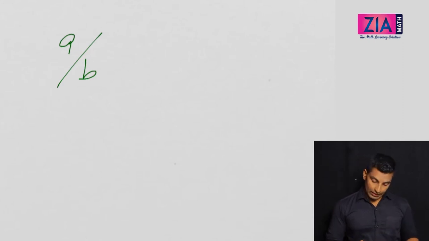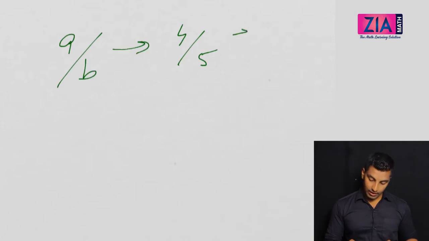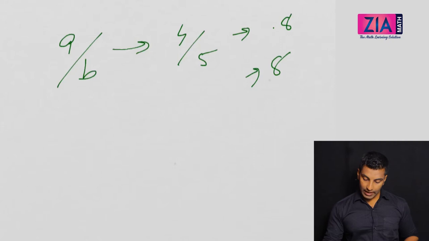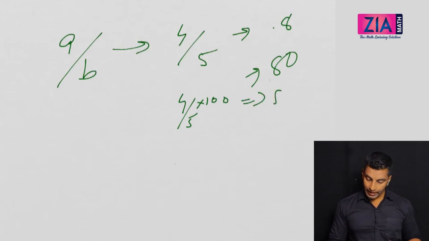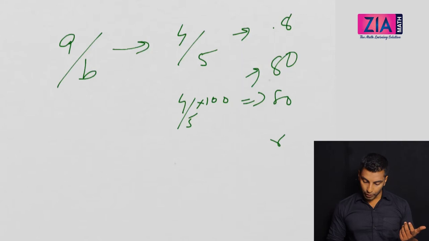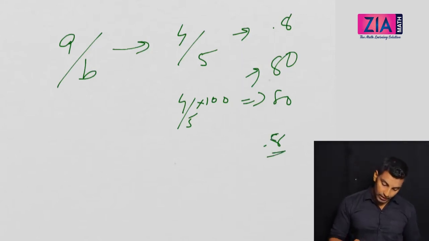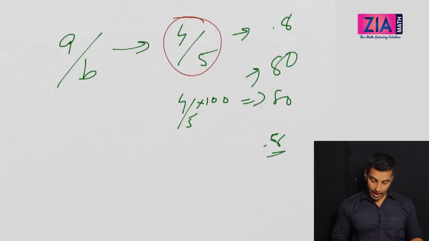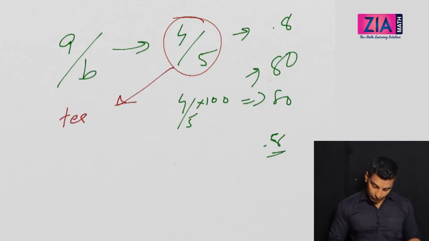A ratio will be like this, a by b or x by y, right? For example, it can be 4 by 5 as we have seen, where the decimal expansion is 0.8 and the percentage equivalent is 80. How do you convert this to percentage? 4 by 5 into 100, so you get 80. How do you make it a decimal? Shift 2 places to the left, so it becomes 0.8. Now see the numbers involved in this ratio, 4 and 5. These are called the terms of the ratio.